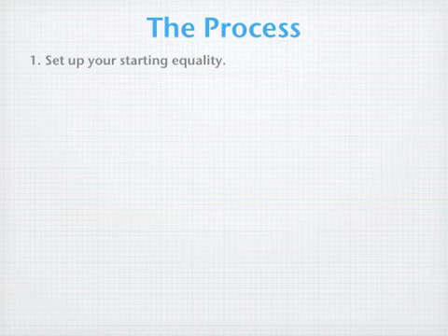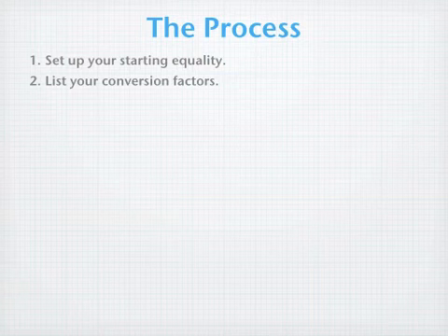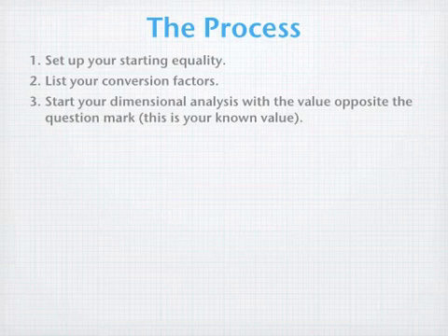Alright, so what is the process? Here are 8 easy steps. I'll go through them here and then we'll take a look on the next slide. We'll start applying them. So the first thing you're going to do is set up your starting equality. That's going to include the units that you're given and the units that you're looking for. We're going to list conversion factors that are going to tie our starting units to our ending units. And we're going to start the dimensional analysis with the value opposite the question mark. You'll see there's a question mark. The value is always going to be your starting number. Always start with the number that you're given.